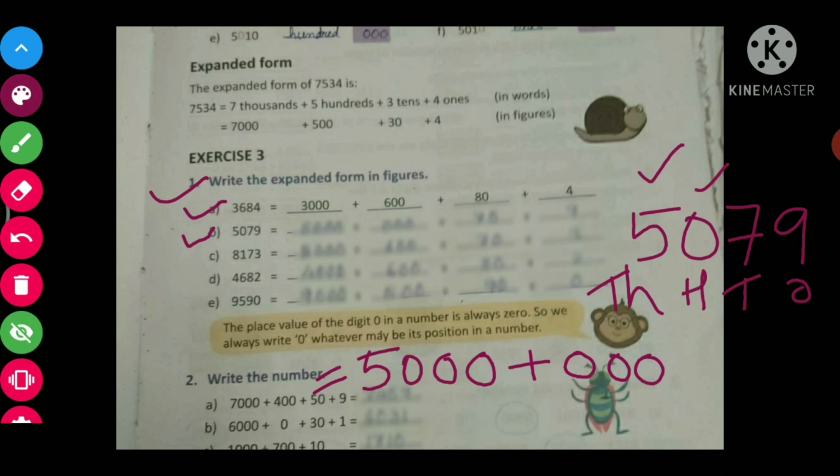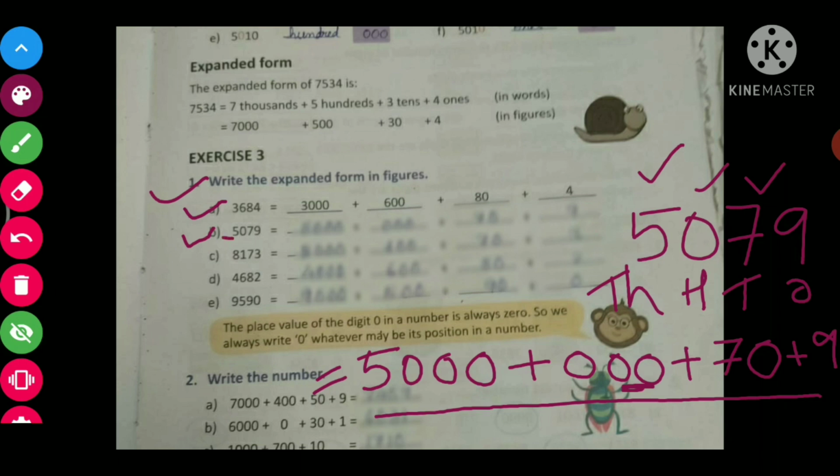Okay, 10 for the number and 20 for 100 place. Now next number is what? 7 stands in tens place, so we'll write 7 with 10. And the last one is what? 9, as it is placed in ones place. So our number will be what? 5000 plus 0 plus 70 plus 9. This is the expanded form of 5079. I hope you have understood.